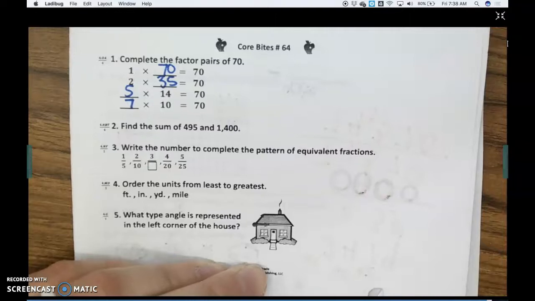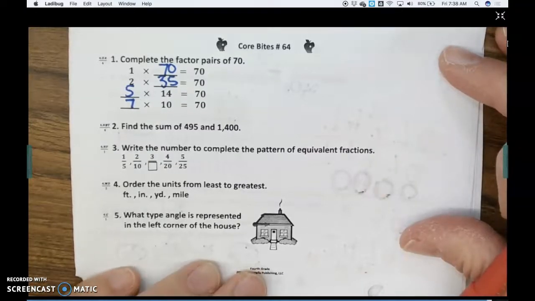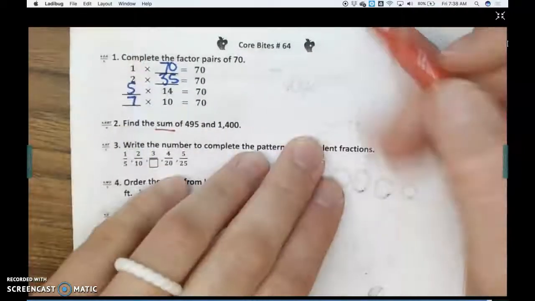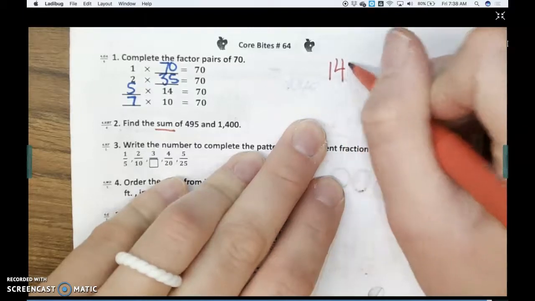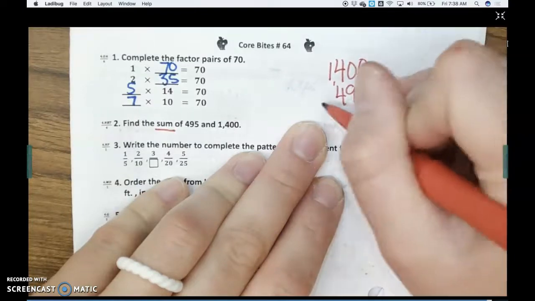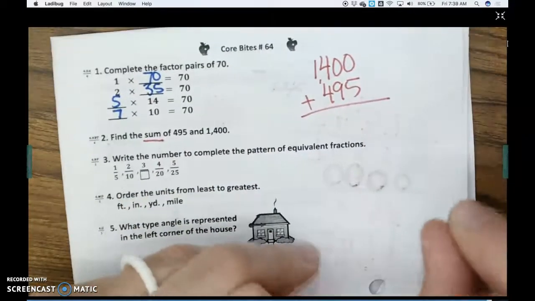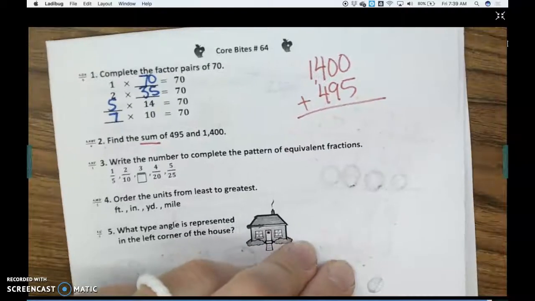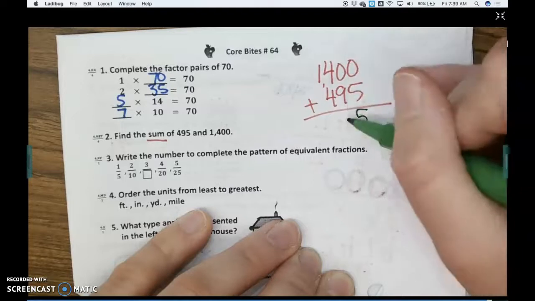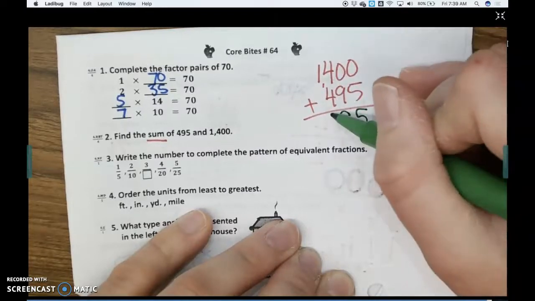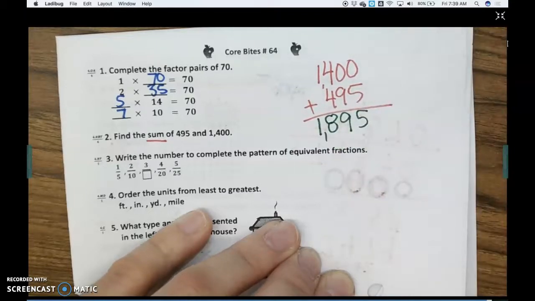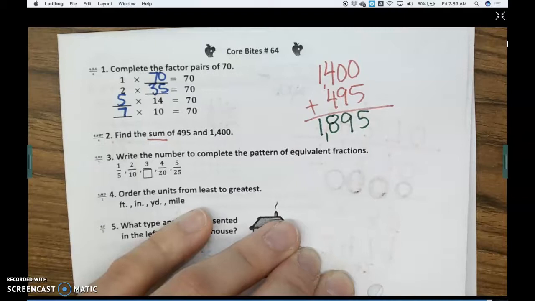Find the sum of 495 and 1,400. So what that means is, sum means we have to add them together. So if you have 1,400 and you add 495, okay, so let me change colors for you. So 0 plus 5 is 5, 9 plus 0 is 9, 4 plus 4 is 8, and then 1 plus nothing is 1. So the answer would be 1,895.